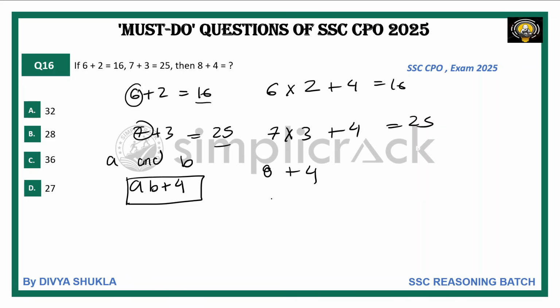That means you need to find the value of ab plus 4. That means 8 multiplied by 4 plus 4. 32 plus 4 is 36. Option C is the correct answer for this question.